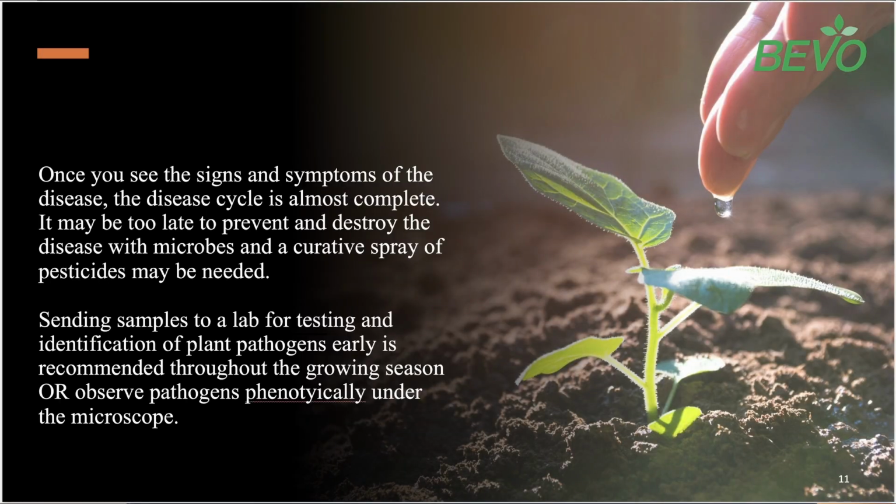So once you see the signs and symptoms of the disease, the disease cycle is almost complete. It may be already too late to prevent and destroy the disease with microbes. So a curative spray in this case is needed to knock down the population, the pest itself. Sending samples to a lab for testing and identification of plant pathogens early is recommended throughout the growing season, or observing the plant pathogen phenotypically or physically under the microscope is also good.